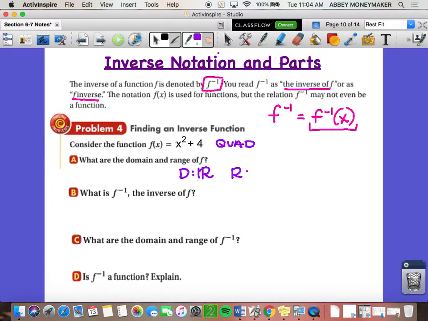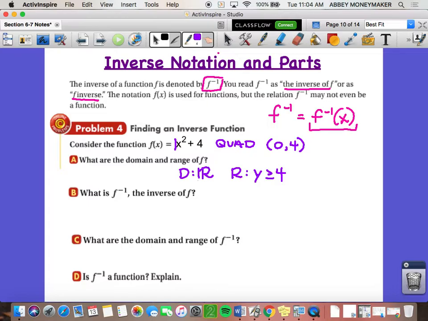And the range depends upon your y value. So let's look at our vertex. Our vertex here would be (0, 4). And my a value is positive, so my graph is opening up. So I would say y is greater than or equal to 4. So we have the domain and range of our original function here, done with part A.